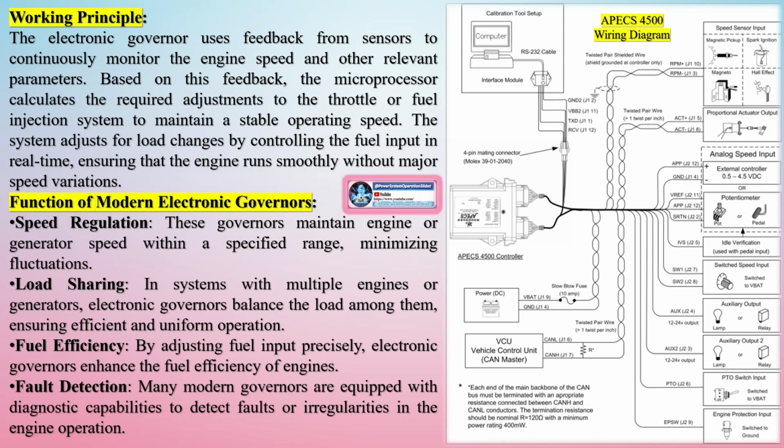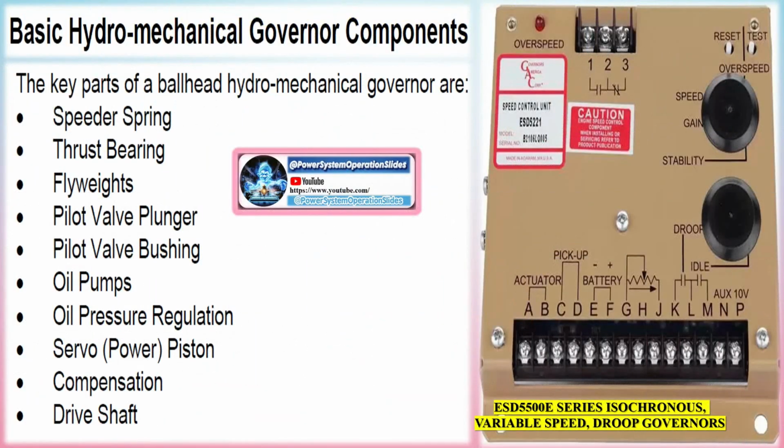However, in systems where multiple generators are connected in parallel, isochronous mode can cause instability because one generator might try to carry the entire load. Therefore, isochronous load sharing schemes or droop settings are needed to balance the load across multiple generators.